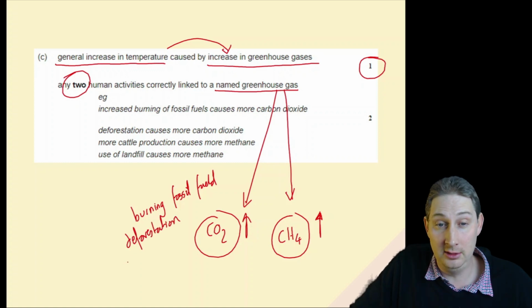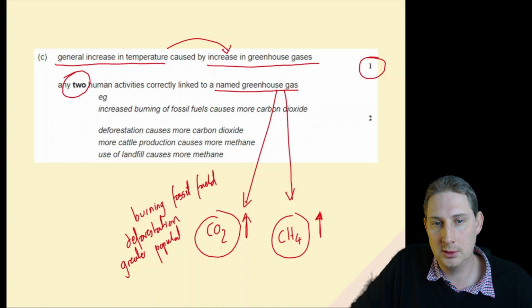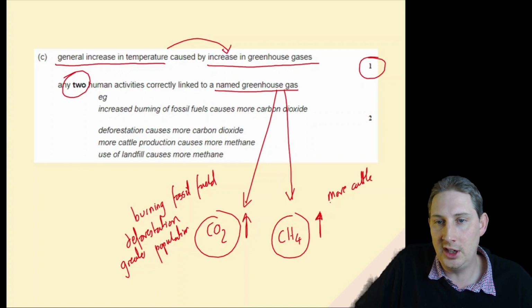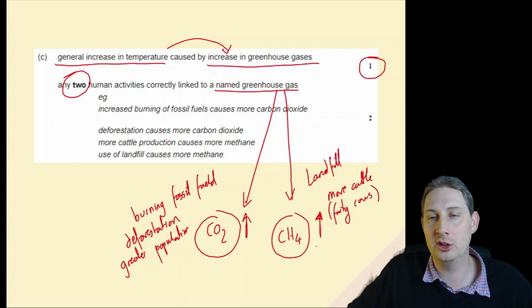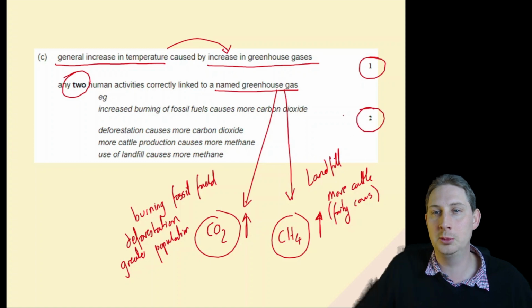And you can talk about like greater population. Methane is going up because more cattle, farty cows, and also due to landfill. So landfill sites release a lot of methane. And if you've got any 2 of those, hopefully 1 from CO2, 1 for methane, that's 2 more marks.